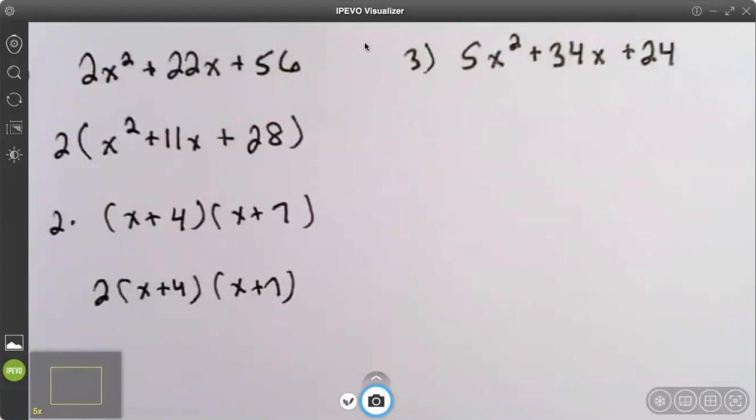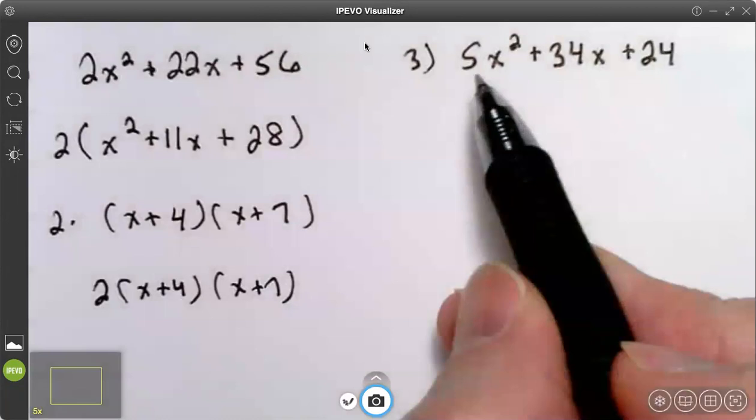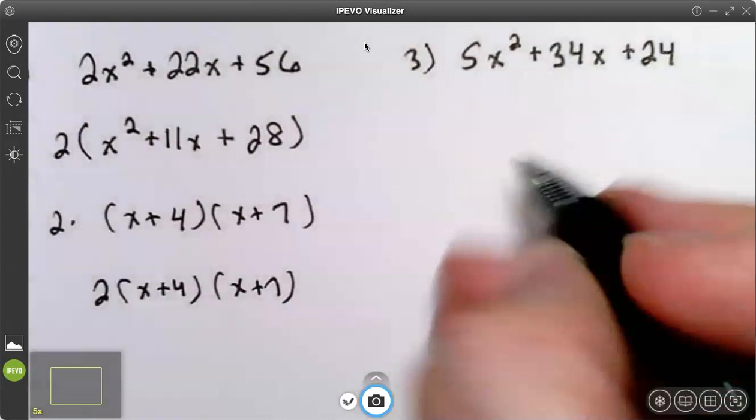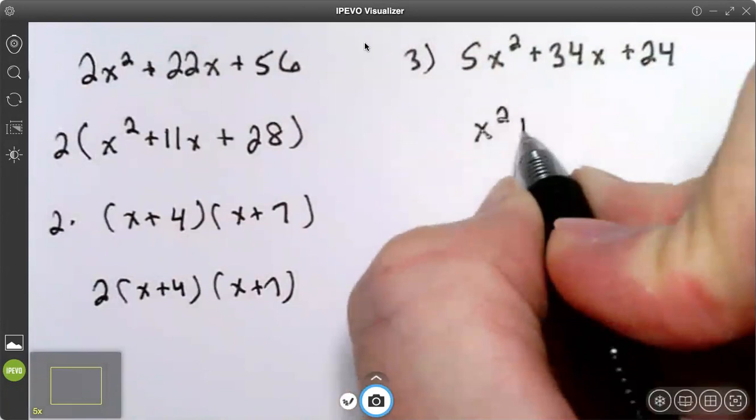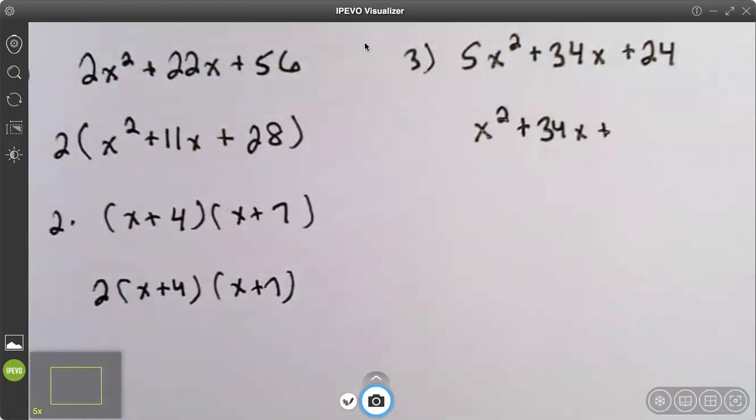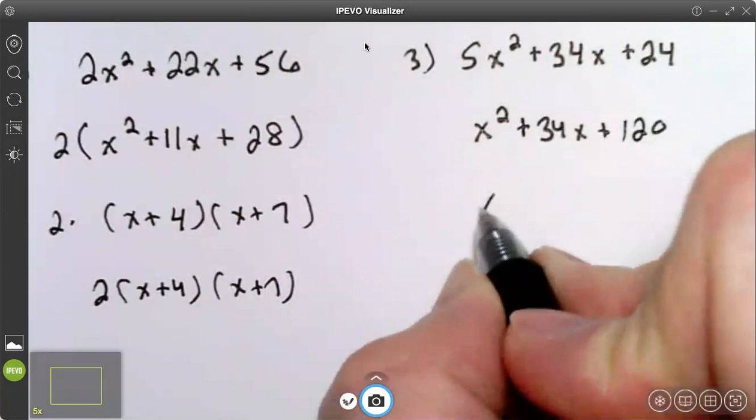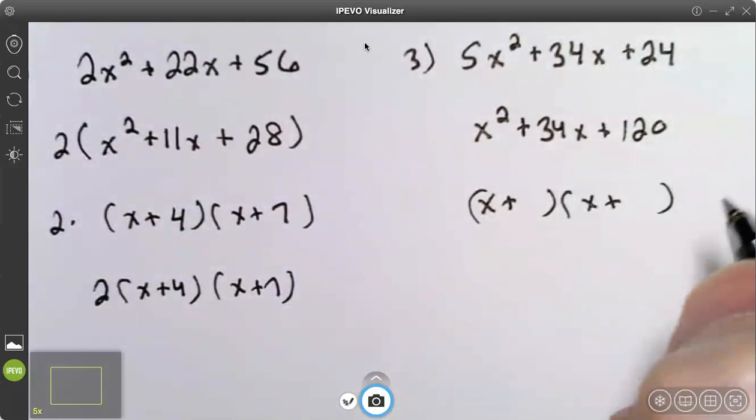Try number 3. Number 3 does not have a greatest common factor. My leading coefficient is not 1, so I'm ready to swing and divide. I'll swing the 5 over. That'll leave me with x squared plus 34x plus 5 times 24, which is 120. This is going to be an x plus. Looking for two numbers whose product is 120, whose sum is 34.